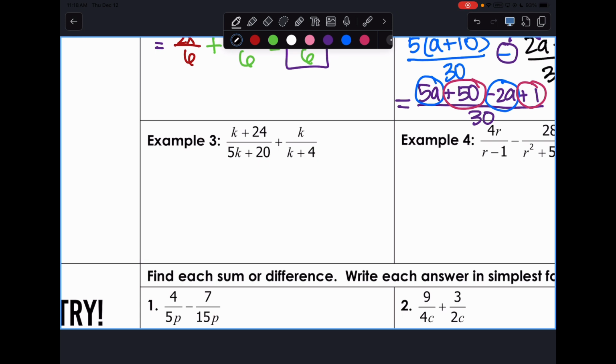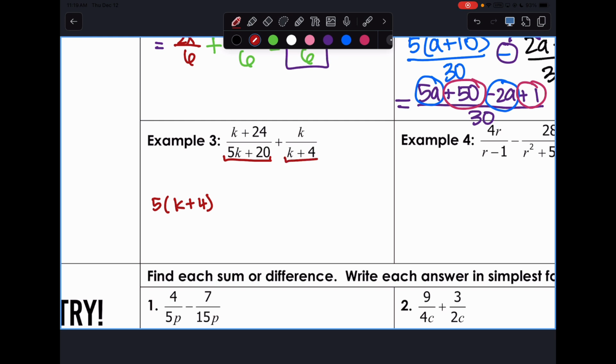k plus 24 over 5k plus 20, plus k over k plus 4. Denominator. Do we have the same denominator? Nope. How do I make it the same? Just add pieces in there? I have to multiply to get a common denominator, okay? You can't skip that option, so let's factor 5k plus 20 and see if I have something in common with the second addend. What's the GCF for 5k plus 20? 5, thank you. So we have k plus 4 left.